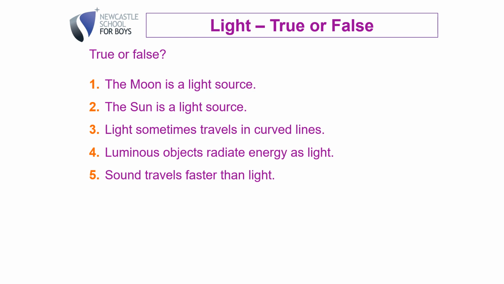The sun is a light source. It's true. It gives off its own light. Light sometimes travels in curved lines. It's not true, because light travels in straight lines. Luminous objects radiate energy as light is true, and sound travels faster than light is false. So there are your answers to those. Again, they're not in the booklet, but if you wanted to write them down, you could.